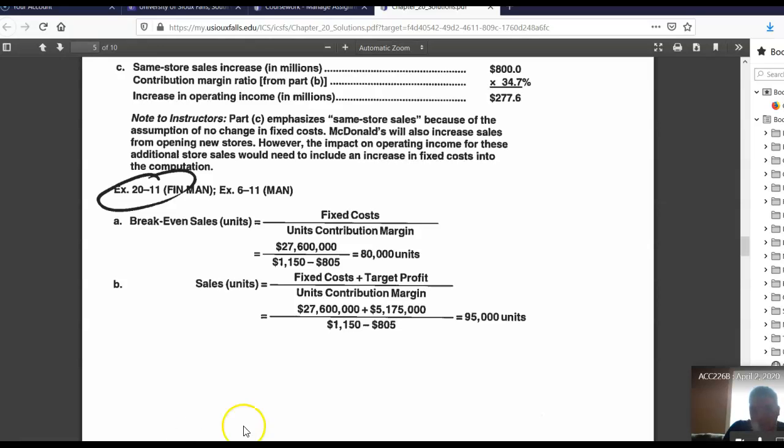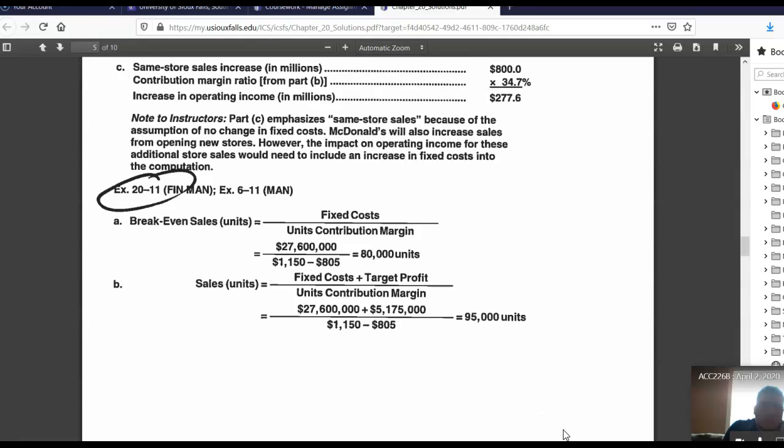So then what you're doing is this fixed cost is a hurdle. We've got to get over that in order to break even. Well, now what we're going to do is make that hurdle even higher. So it's fixed cost plus that number. Of course, if we're going to increase this numerator, you would expect this to be higher than when there is no profit, because this is just breaking even. So now if we sell 95,000 units, we will make 5,175,000.